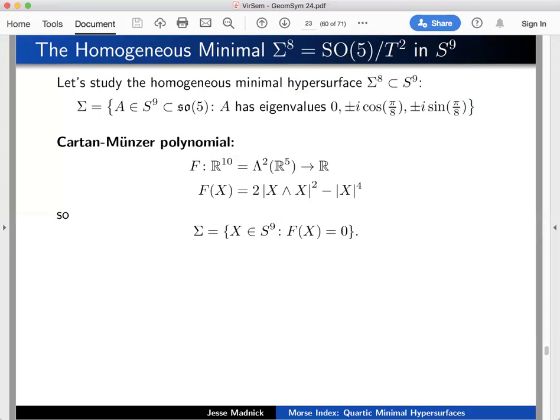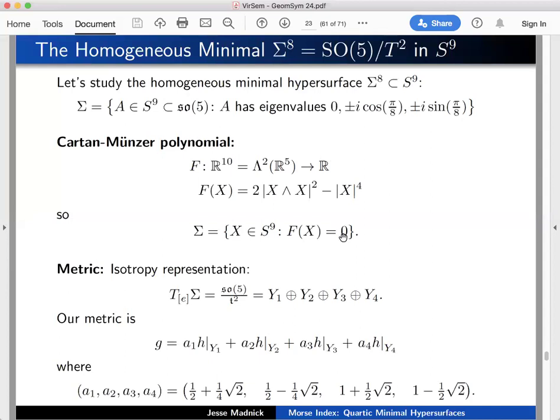Equivalently, it's cut out by a quartic polynomial, namely the Cartan-Munzner polynomial. And here it is. Here we're thinking of R^10 now, instead of as skew-symmetric matrices, as 2-forms on R^5. This is a quartic polynomial, and this 8-dimensional hypersurface is this level set.